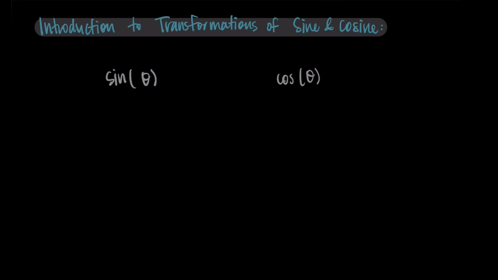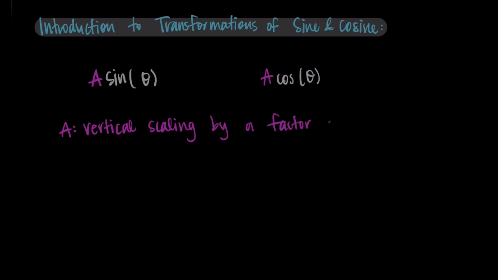So let's start with A on the outside. So we're going to do A times sine or A times cosine. And let's talk about what this does. So when we have a value A and we multiply it by the function, this is a vertical scaling by a factor of A. And what this will do is it's going to change the current amplitude from 1 to A. So the normal amplitude of sine or cosine is 1, but this transformation is going to scale the amplitude to be A. So let's see what this looks like.